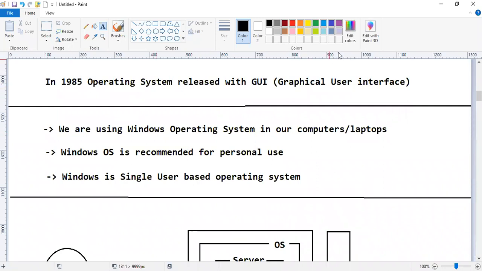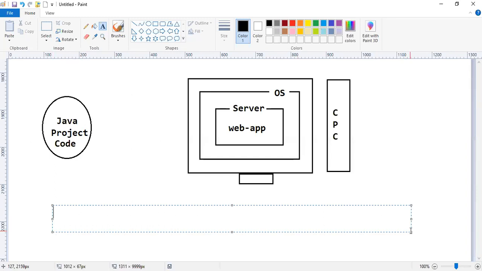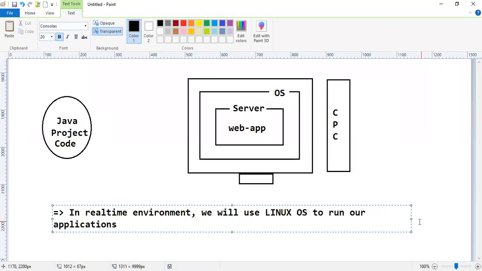We have to purchase the license of the Windows operating system, and there is a chance of virus attacks on Windows. That's why we install antivirus software in our operating system. And Windows is a single-user based operating system, which means only one person can access that machine at a time. So that's why in companies, in a real-time environment, we will use Linux OS to run our applications.